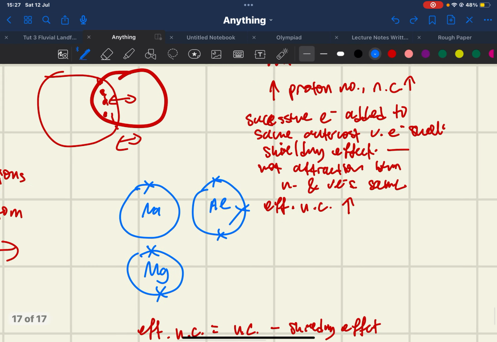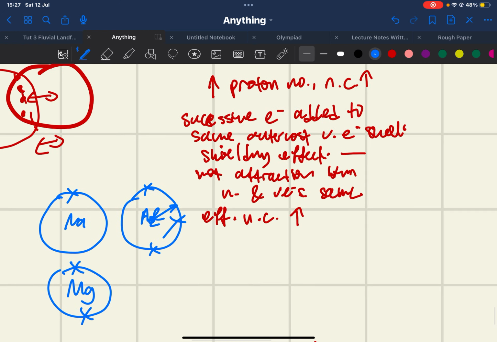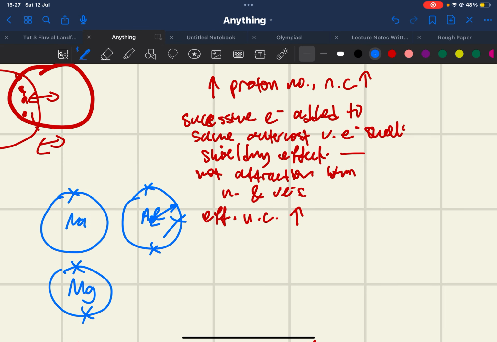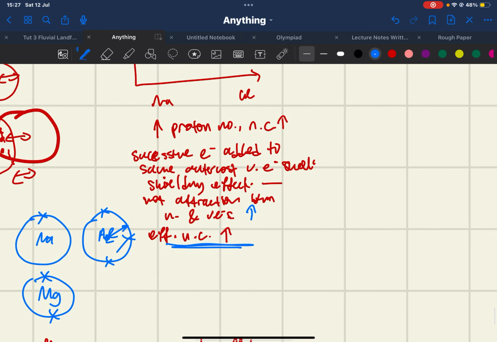So shielding effect, as I explained just now, okay? So the net attraction between the nucleus, which is the center, and the outside will be much stronger. Sorry, this net attraction will increase. Why? Because the effective nuclear charge increases. Why does effective nuclear charge increase? Because nuclear charge increases, but shielding effect remains the same. So overall, there will be an increase. Okay, so that's how it works.